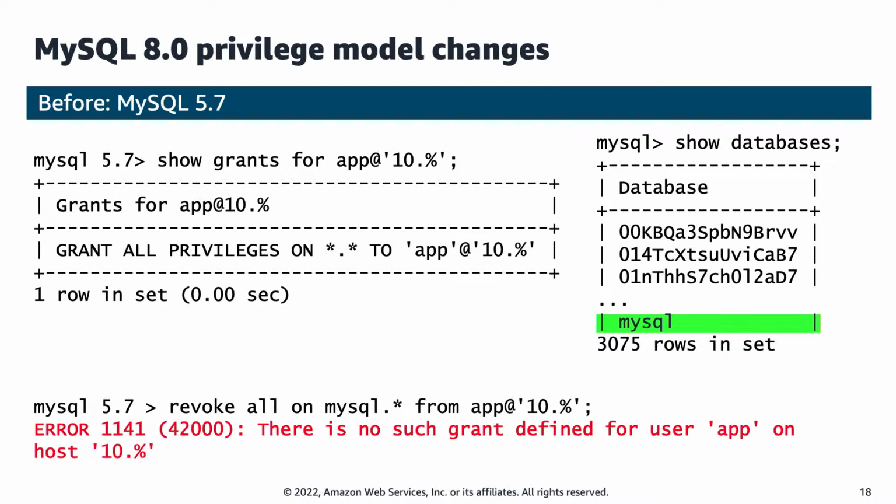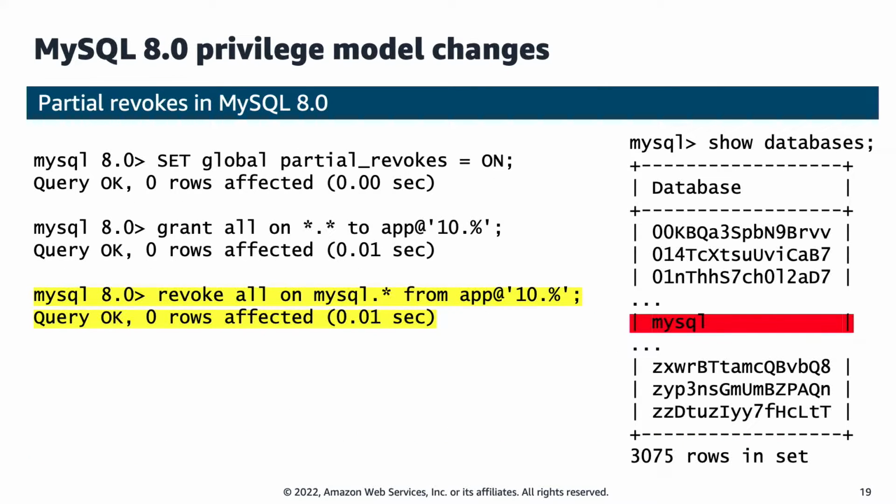So this is how it worked before. Let's say I want to restrict it. And I cannot. In MySQL 5.7, I cannot do this. If I try to do revoke all on mysql after granting everything, it will complain and say there is no such grant. So in this case, the MySQL system database is wide open. But now I can use this feature. I can enable this feature in MySQL 8 Community Edition and set partial revokes on.